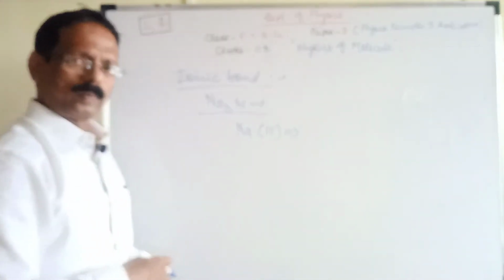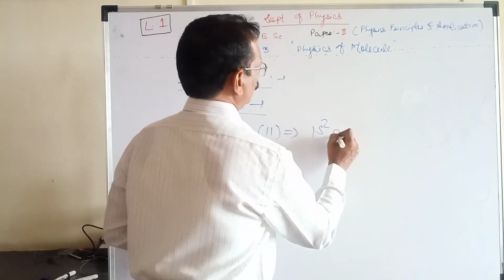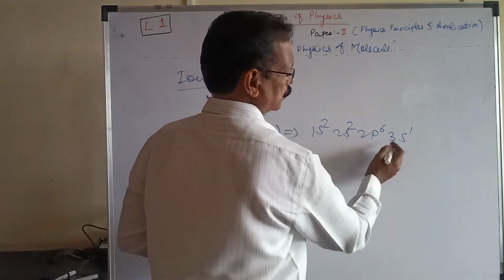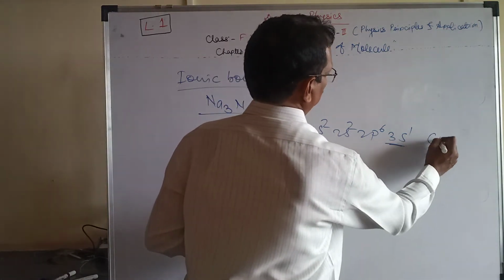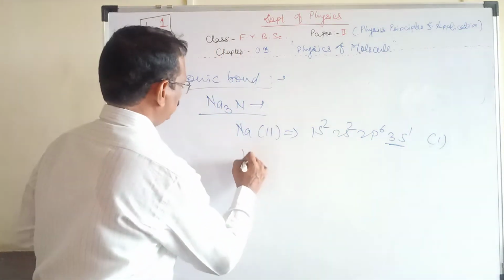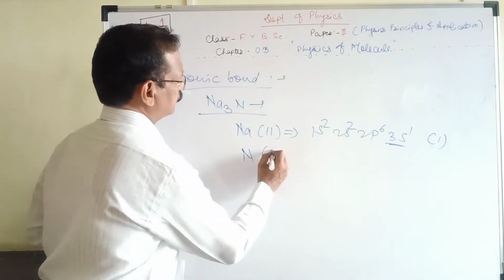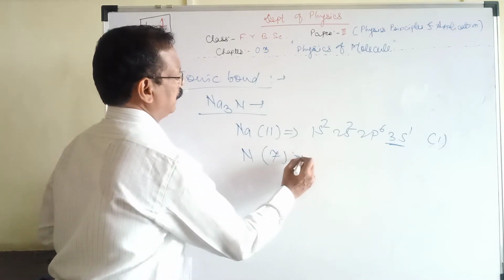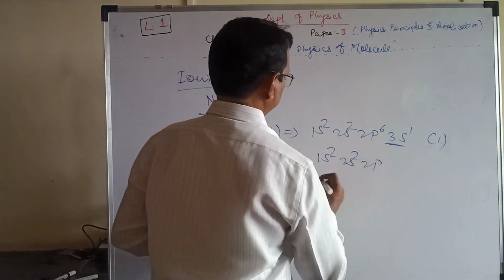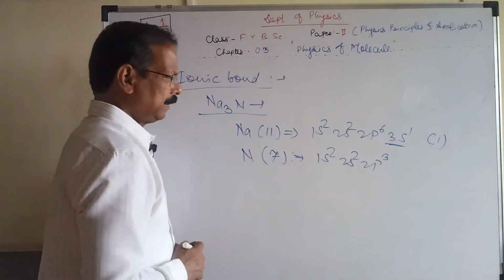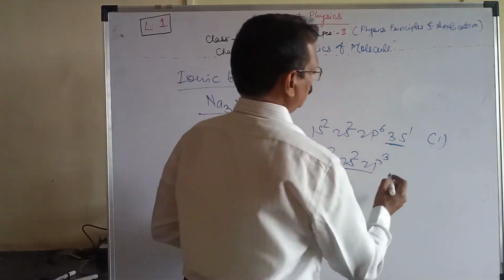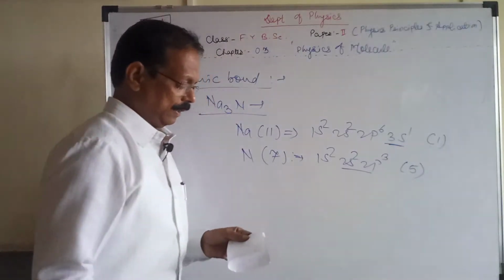So what is its electronic configuration? It is 1s2, 2s2, 2p6, 3s1, so 10 plus 1. So in this case there is one electron in the outermost orbit. It is loosely bound. And the atomic number of N is 7. So what is the electronic configuration? It is 1s2, 2s2, 2p3. So in this case there are 5 electrons sitting in the outermost orbit; the valence electrons are 5.